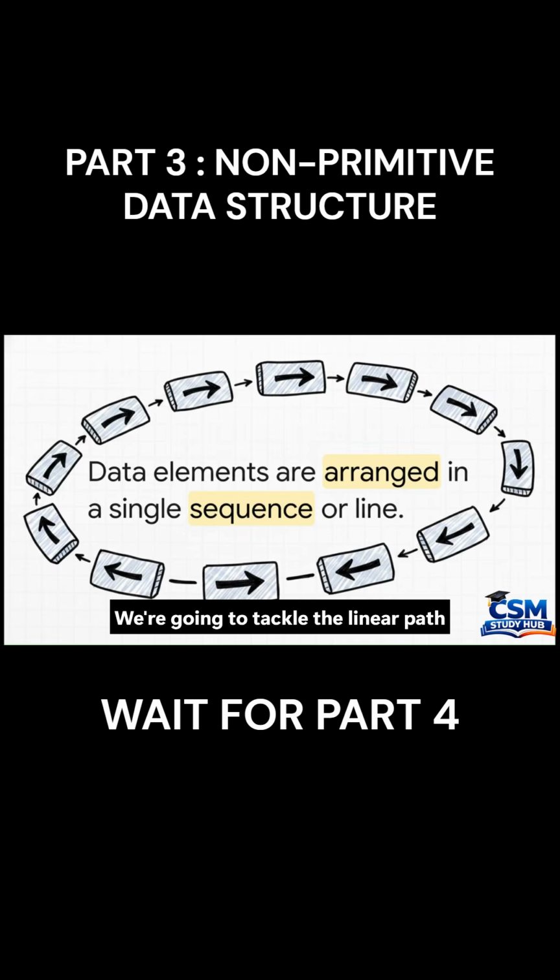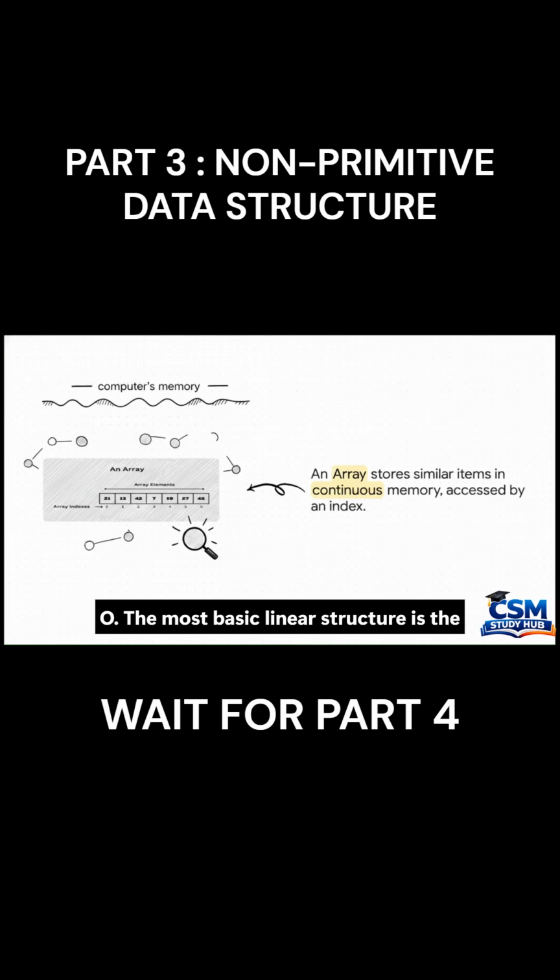We're going to tackle the linear path first. These are usually a bit easier to get your head around because they follow a really straightforward logic. One, then the next, then the next. Simple. So the most basic linear structure is the array.